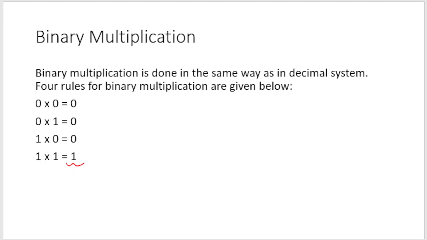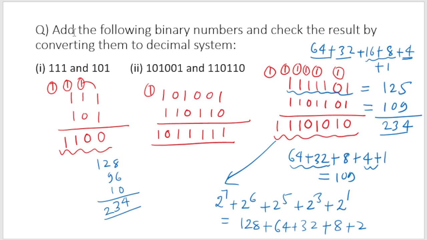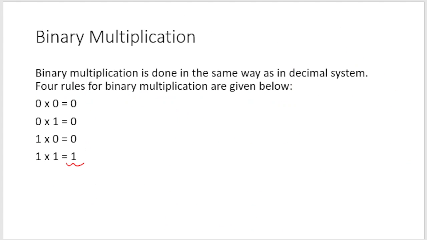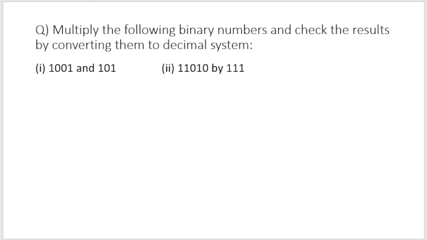One more thing that I want to highlight here is that when I am writing these questions, it is written: add the following binary numbers and check the result by converting them to the decimal system. I am not checking the result by converting them to the decimal system. You can just check it on your own, whether it is okay or not. I believe that once you convert it to the decimal system and then verify, you will get the same answer, right? So now let us talk about binary multiplication through different examples.